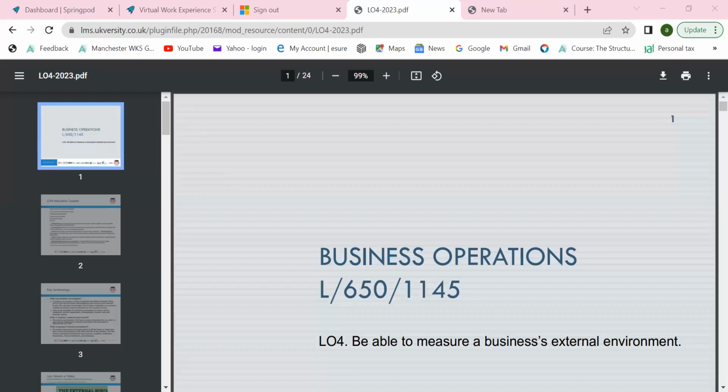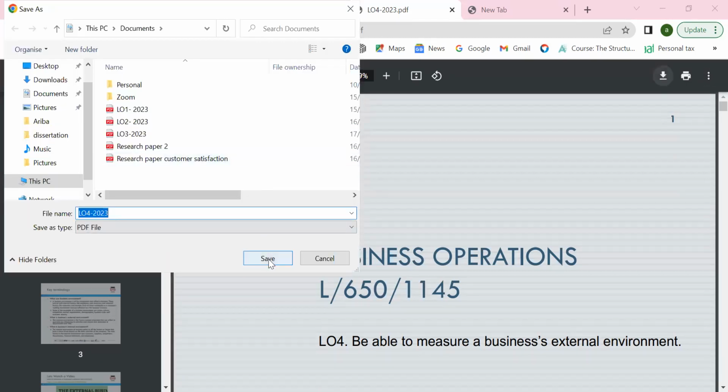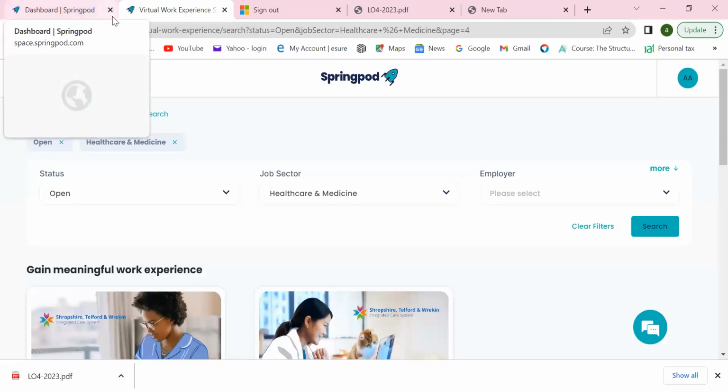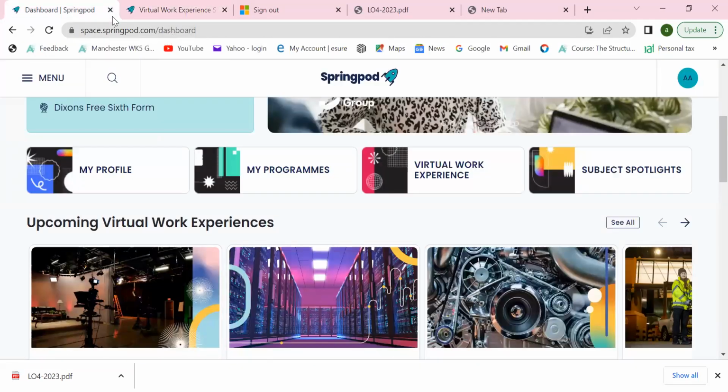Today's lesson will go through LO4, learning outcome 4: be able to measure the business external environment. Last lesson we discussed the internal environment. What is meant by internal environment? Internal environment means within the company, and external means outside the organization. That was in our discussion, and today's lesson will go through our external environment.